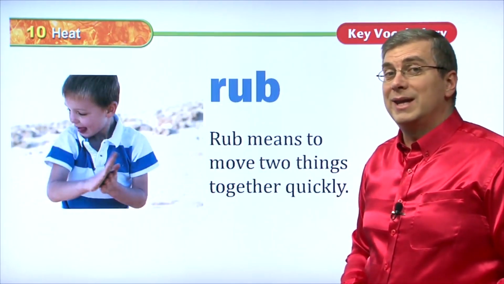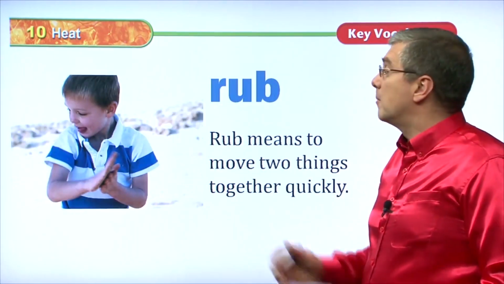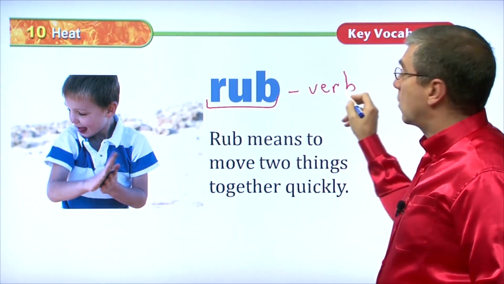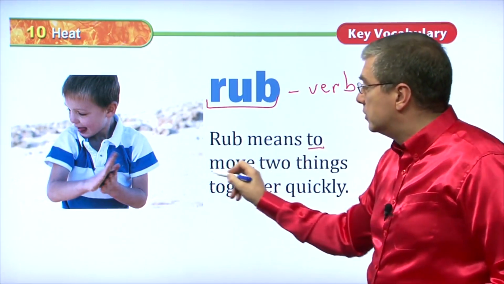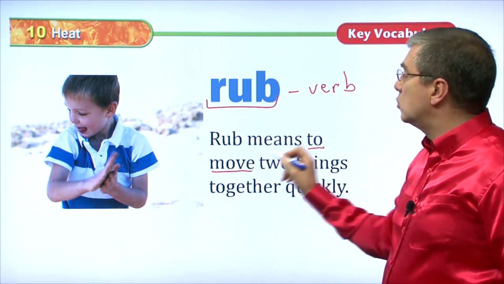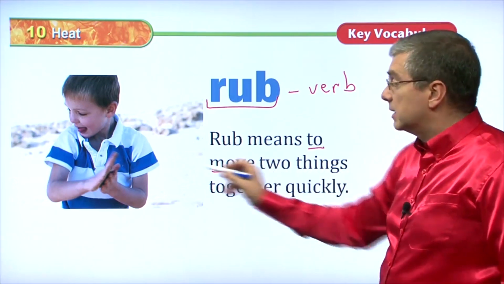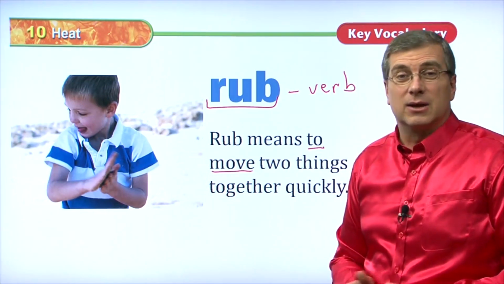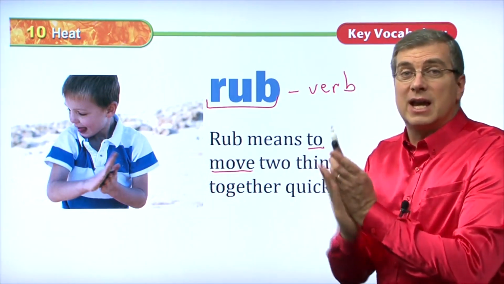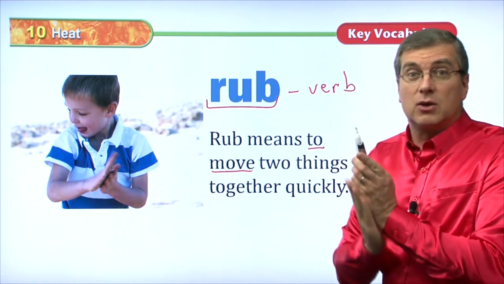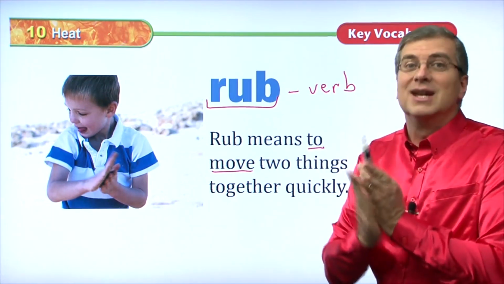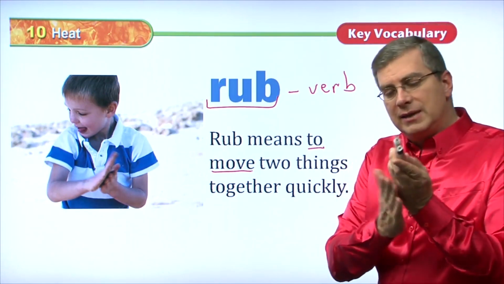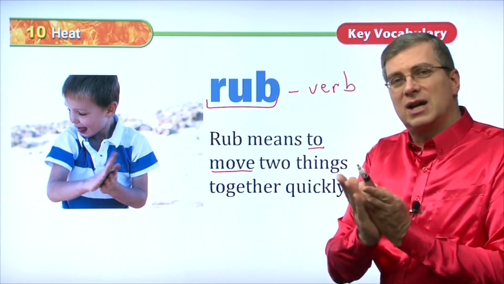Okay, what's one way we can get heat? We can get heat by rubbing things. Rub, again, is a verb, just like warm, because it's to do something. Rub means to move two things together, in this case his hands, but quickly, right? If you rub your hands together very quickly, go ahead and do that. Are you rubbing your hands? Do you feel warmth? Do you feel heat? Of course you do. You feel heat on the parts of your hands that are touching each other.